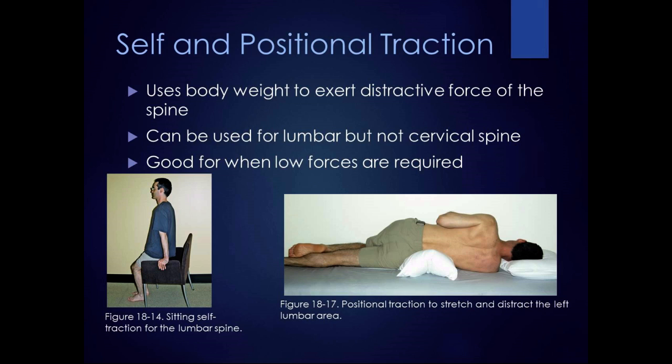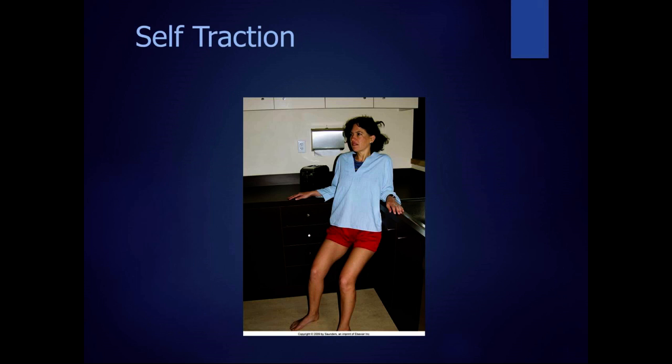You can do this in the pool too, floating on a noodle and letting your legs dangle, which is kind of nice. In the picture on the right, we're using positional traction to stretch and distract the left lumbar area. So if we're trying to gap the facet joints on the left, this might be the way that we're doing it. And this is a nice way to be a little more specific with your traction forces. Of course, it's going to be a low force type of traction.